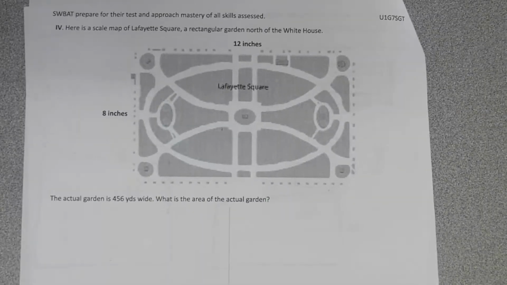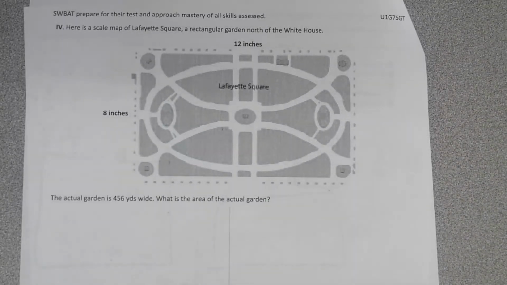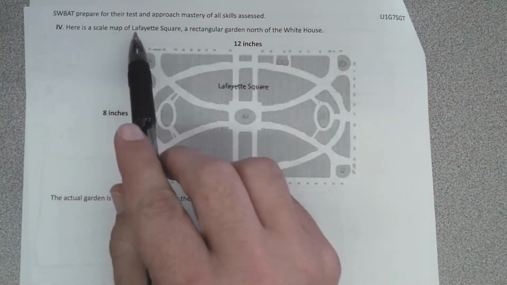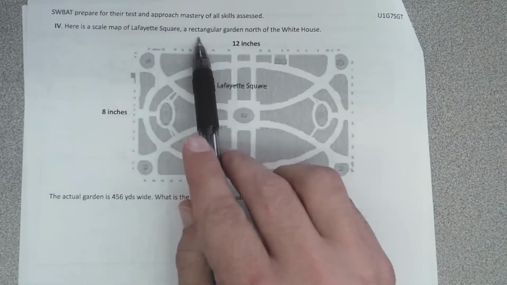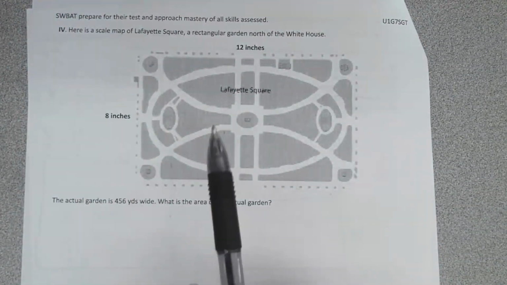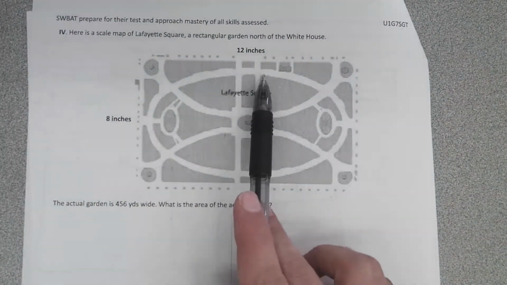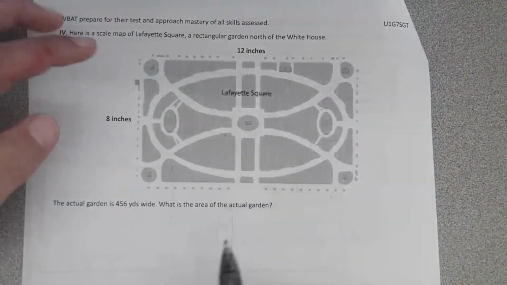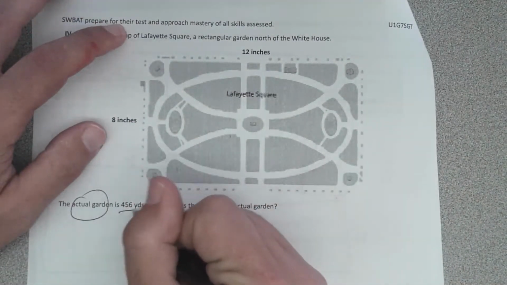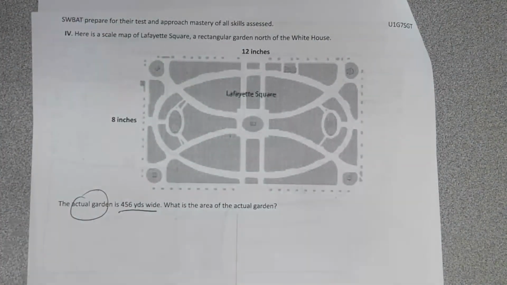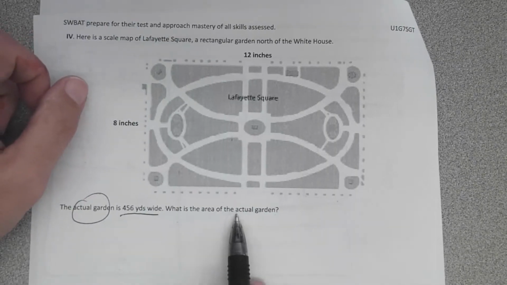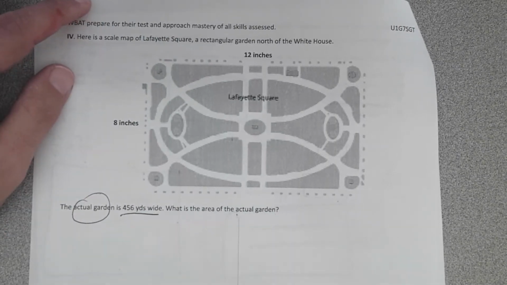This one looks scary, but it's really just some tedious work. And so here it says, here's a scaled map of Lafayette Square, a rectangular garden north of the White House. It's measured 8 inches by 12 inches, right? And it's saying that the actual garden is 456 yards wide. It's asking what is the area of the actual garden?